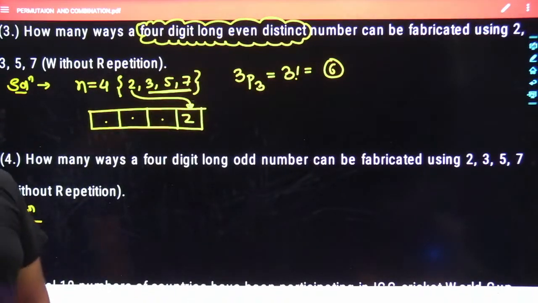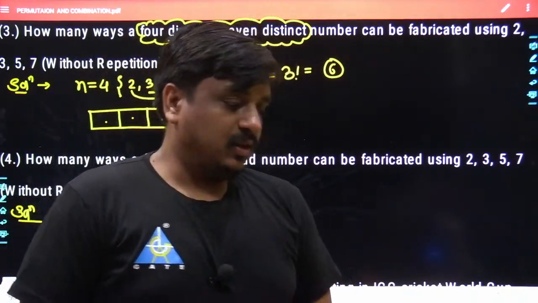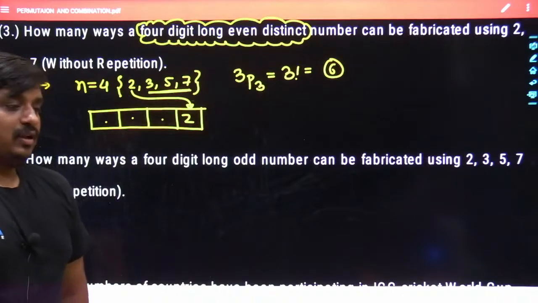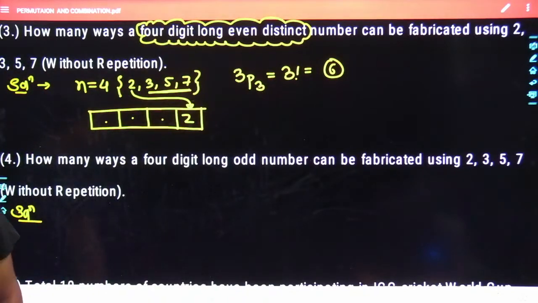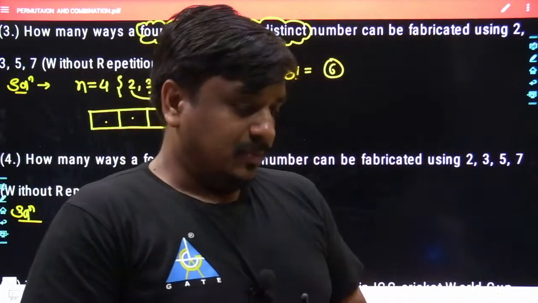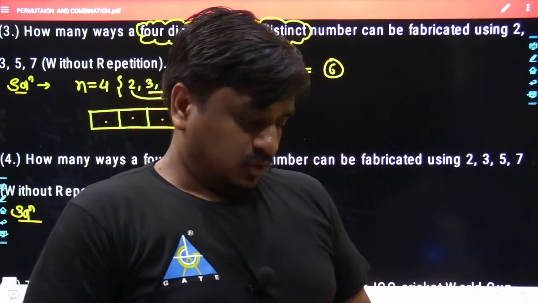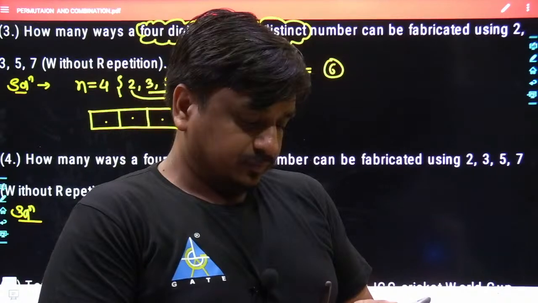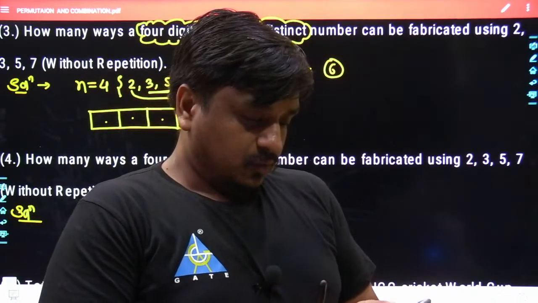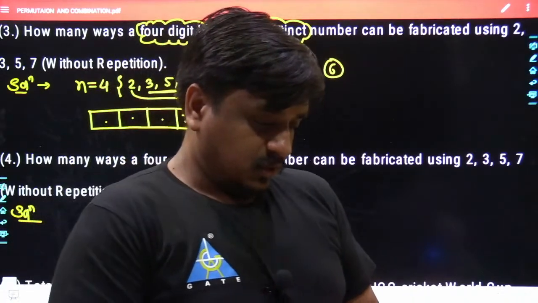Similarly, Nishant says 4 factorial minus 3P3. Anyone else apart from this? The 2 different methodologies we have got from Aniket as well as Nishant. Probably both of them are getting the same answer. Let me check it out. So here it is 4 factorial, 4 into 3 into 2, and here it goes minus 3 factorial.